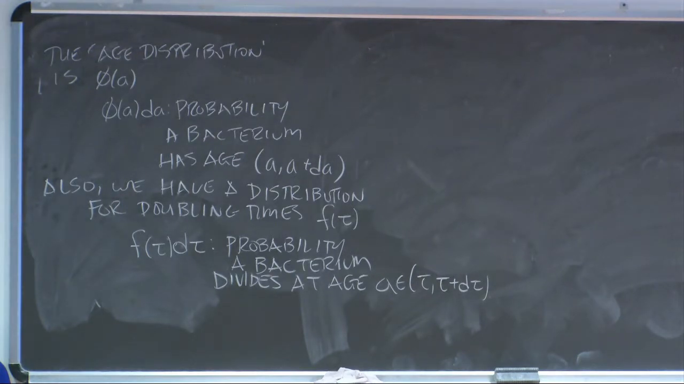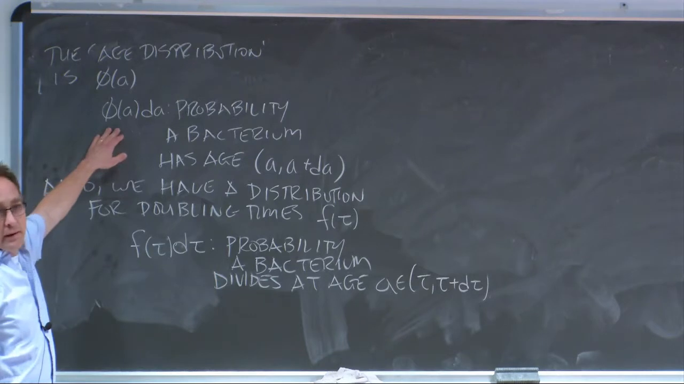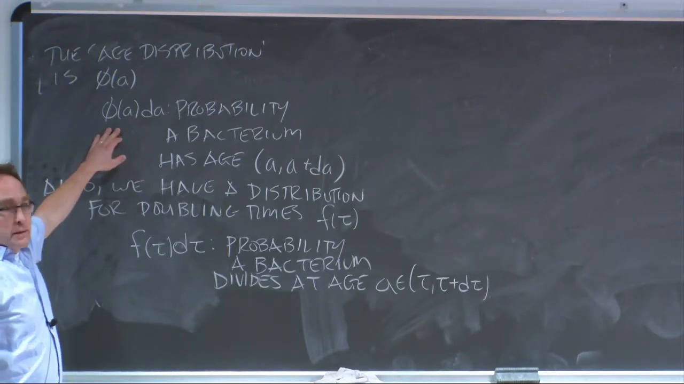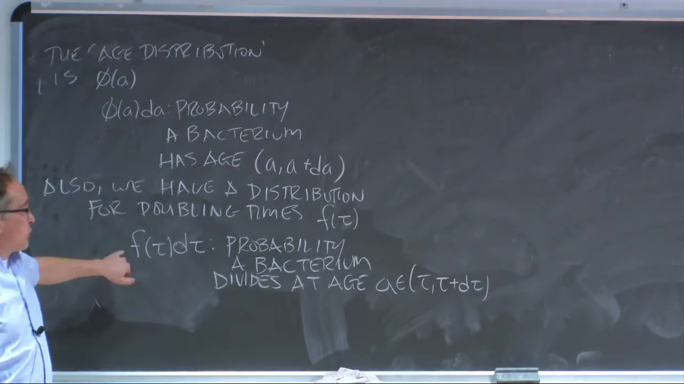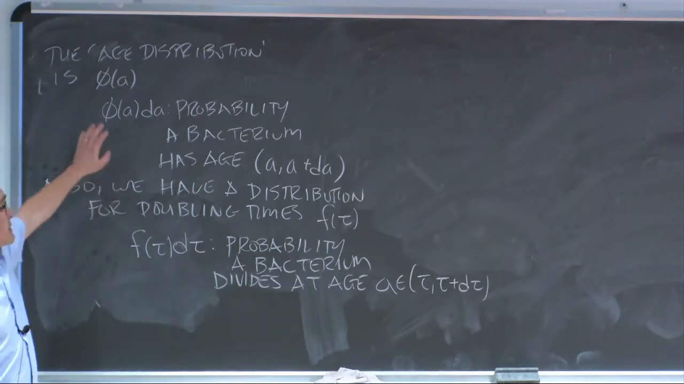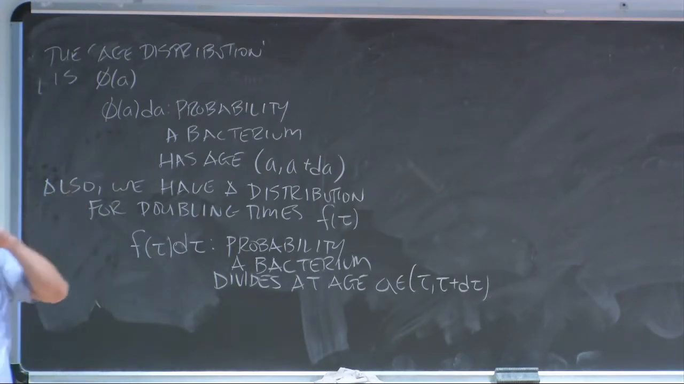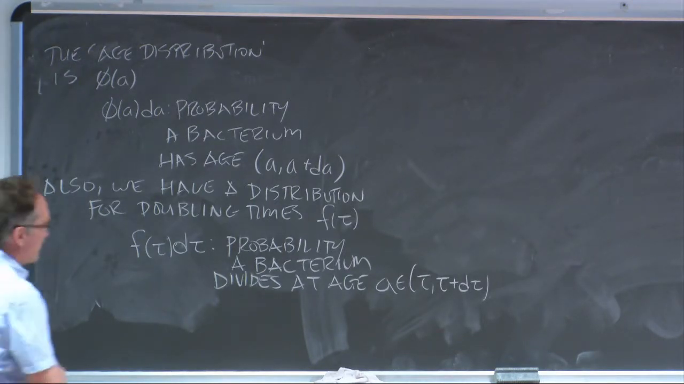Let me pause though. So these are the two things that we're going to be playing with. This one we're going to assume is given. This is our input, if you like, and we want to find this output. So we need to find an equation that's going to transform our given distribution of doubling times to some probability of ages, if that makes sense. Is that sensible? All right, let's take a look.